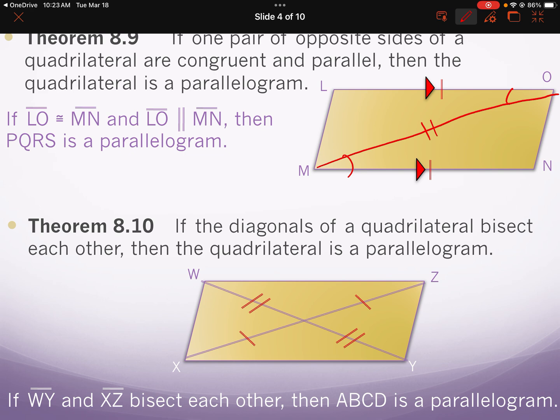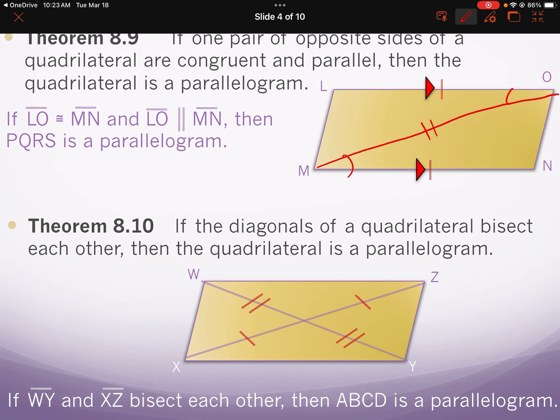Last one here, Theorem 8.10 says, if the diagonals of a quadrilateral bisect each other, then the quadrilateral is a parallelogram. So if you see these markings where you have diagonals splitting each other in half, that forces that shape to be a parallelogram. We're probably going to prove this one as well.